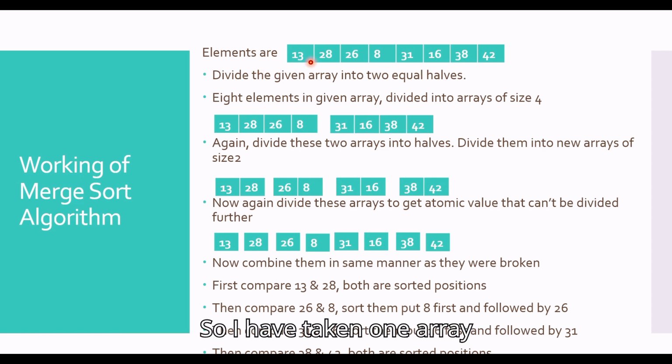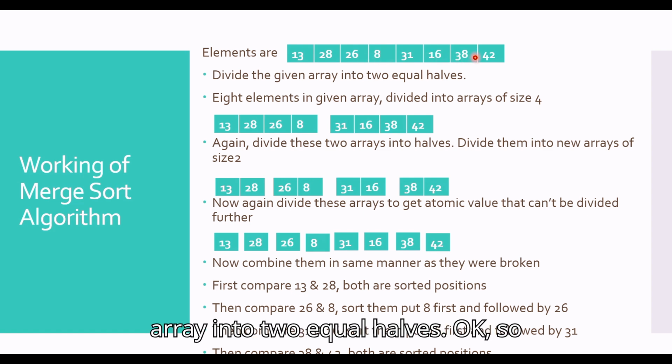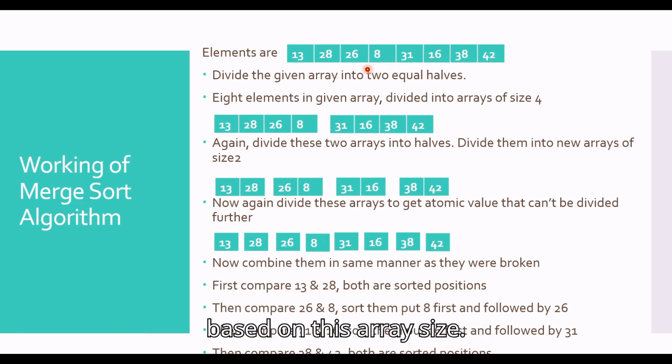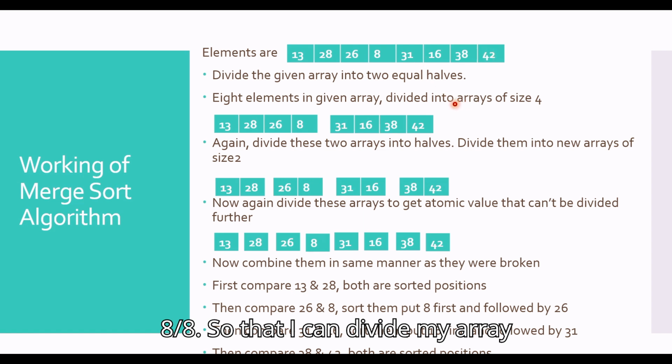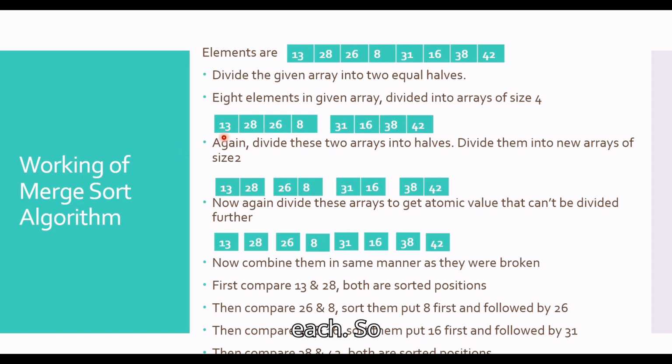I have taken one array with 8 elements: 13, 28, 26, 8, 31, 16, 38 and 42. First I'm going to divide this given array into two equal halves. My array size is 8, so I can divide my array into two equal halves with 4 elements each: 13, 28, 26, 8 and 31, 16, 38, 42.